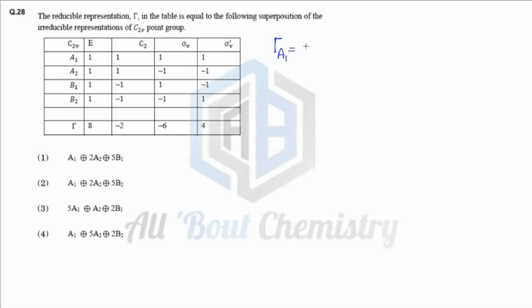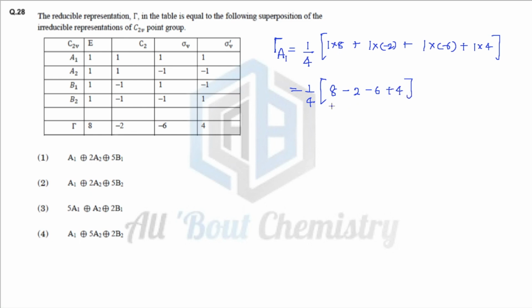So that will be equal to 1 upon h, which will be 4 over here, and in the bracket I have to multiply the terms. So 1 into 8, plus 1 into minus 2, plus 1 into minus 6, plus 1 into 4. If I calculate this, I get 1 by 4 times 8 minus 2 minus 6 plus 4.